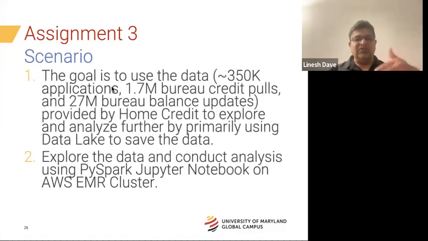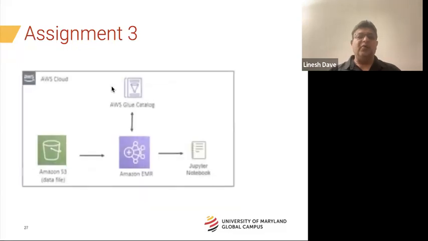Okay, so the goal is to explore and go over the data, which is going to be mostly the application data, and we won't go much further than that. So just the application data. And you'll explore and conduct analysis using the PySpark notebook.